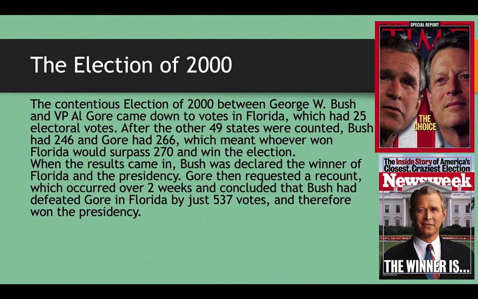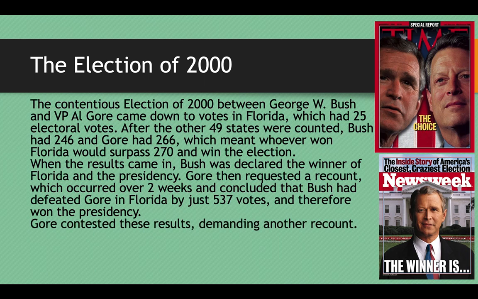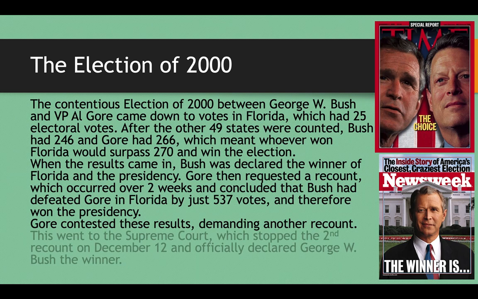Gore then requested a recount, which occurred over 2 weeks, and it concluded that Bush had in fact defeated Gore in Florida by just 537 votes, and therefore he won the presidency. Gore then contested these results and demanded a second recount, at which point Bush took him to the Supreme Court and said, we can't keep having recount after recount. It's been a month since the election already, and the people need to know who the president is. And so the Supreme Court did rule to stop the second recount on December 12th and officially declared George W. Bush the winner after more than a month of us not knowing who the next president was going to be.